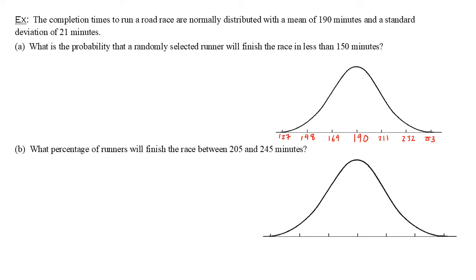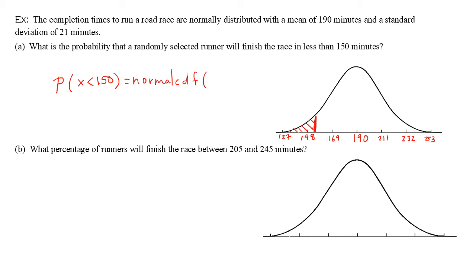Now, if we're looking for the probability that somebody will finish the race in less than 150 minutes, which we can imagine would be somewhere around here, we're looking for the area of that region below 150. So that's the probability that x is less than 150. Notice here I'm using the x instead of the z variable, because instead of computing the z-score that goes with 150, I'm just going to enter the different mean and standard deviation into our normal CDF formula.